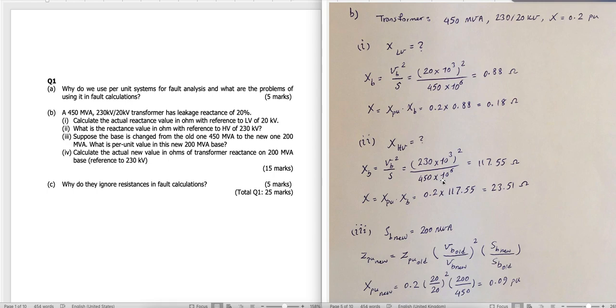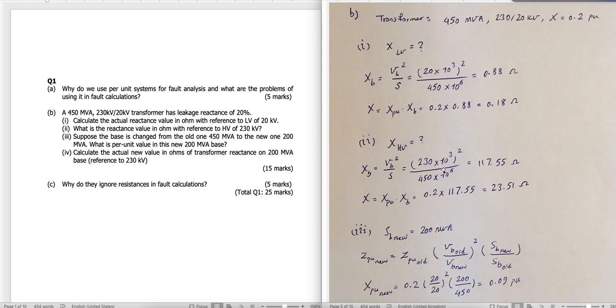So you can simply go for Z per unit new equals Z per unit old, S base new over S base old. So the new one is 200, and the old or given one is 450. The old or given per unit is 0.2. So you get 0.09 per unit as a new per unit value for this transformer.